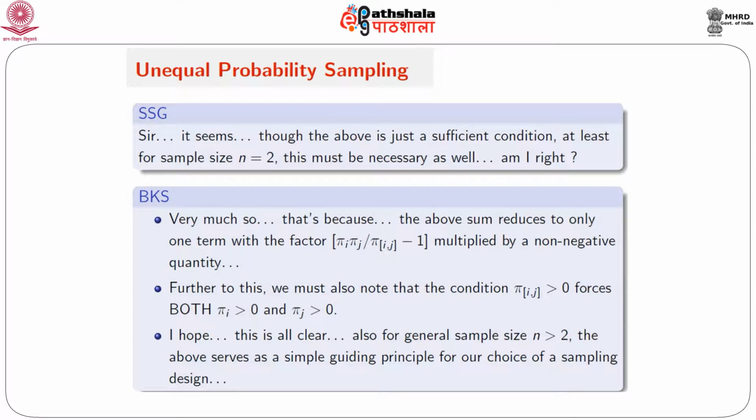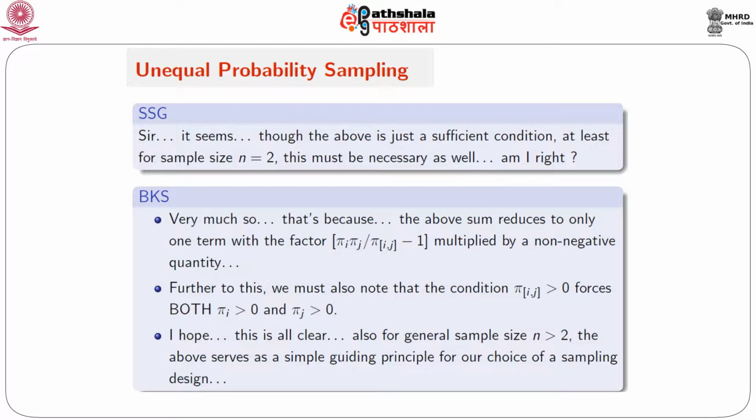Sir, it seems though the above is just a sufficient condition, at least for sample size n equals 2, this must be necessary as well. Am I right? Very much so. That is because the above sum for variance estimation reduces only to one term, namely the factor (yi over pi i minus yj over pi j) whole square multiplied by (pi i pi j over pi ij minus 1). This is the only factor, and there is only one term.